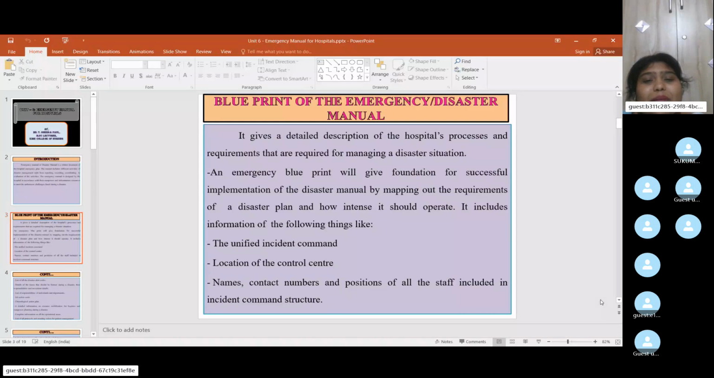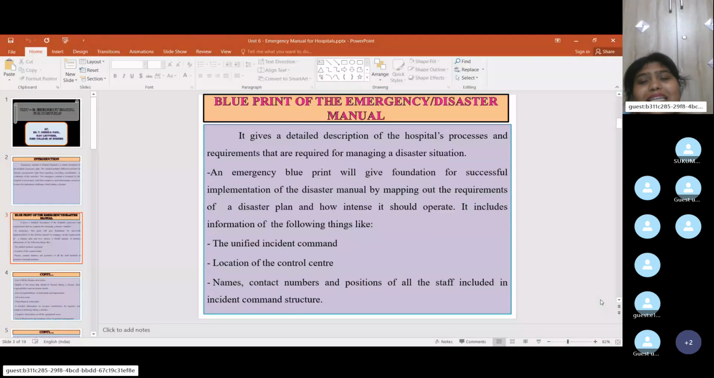An emergency blueprint will give the foundation for successful implementation of the disaster manual by mapping out the requirements of a disaster plan and how intensely it should operate. It includes the following things: unified incident command, location of the control center, and names, contact numbers, and positions of all the staff included in the incident command structure.